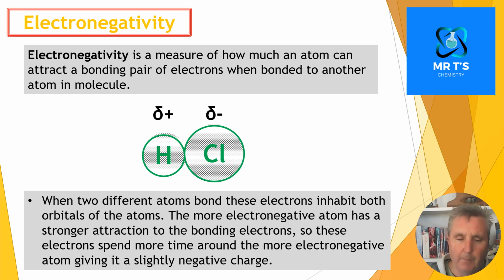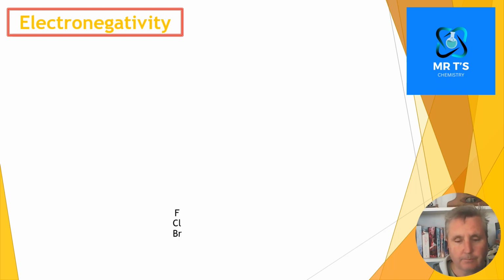This produces a bond dipole, and bond dipoles can have effects like changing how molecules interact with other substances in the world. Will they dissolve in water? Can they be deflected by electrostatic charges? Can they be used to dissolve ionic compounds? So it's important to know what types of molecules have bond dipoles, and that's directly influenced by a difference in electronegativity between two atoms.